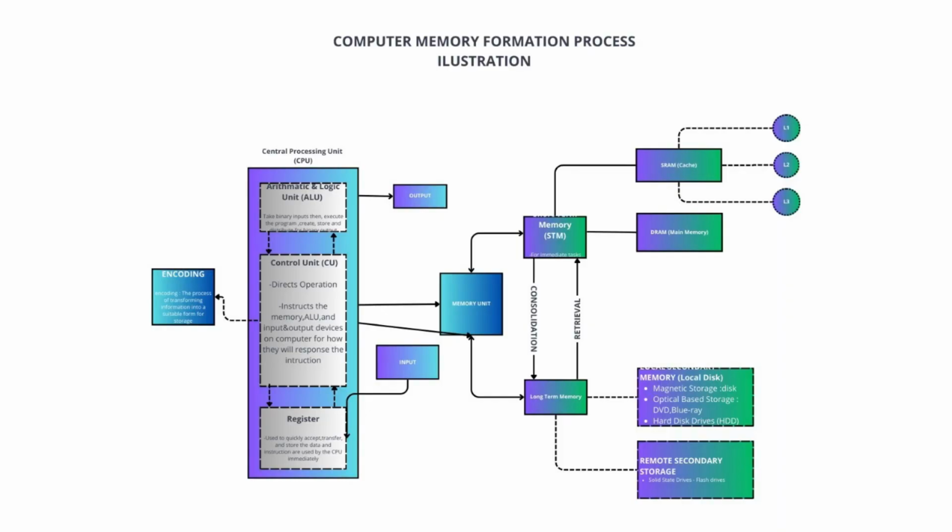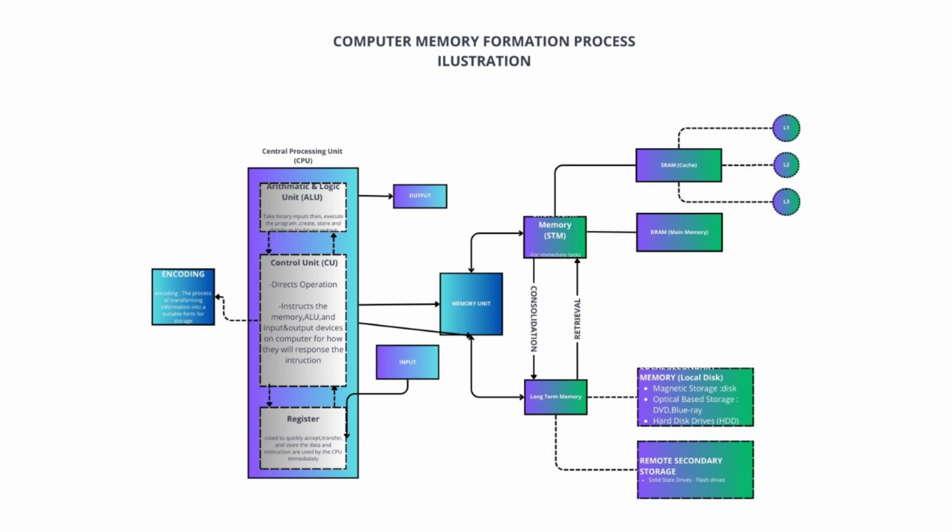Thank you. Computer memory formation process illustration. First, the input is going to pass to the CPU, the central processing unit. It is forwarded first to the ALU to execute simple calculations like multiplication, addition, subtraction, and so on. Second, it is passed to the CU, the control unit, which directs operations. It illustrates to the memory, ALU, and input and output devices of the computer how they will respond to the instruction.